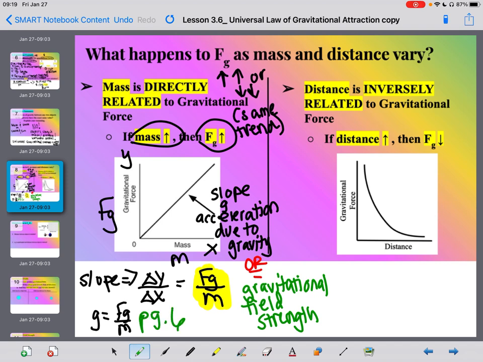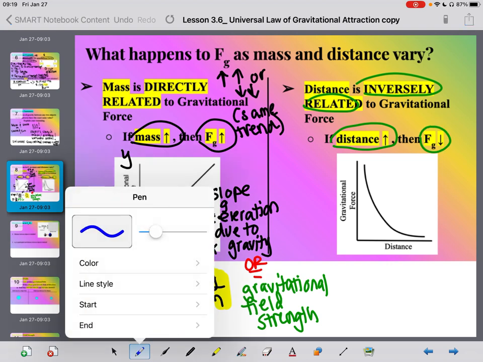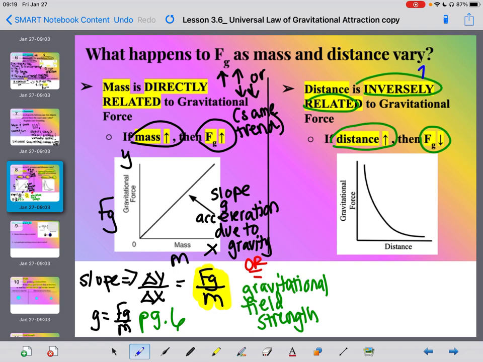All right. The next relationship we have to talk about is distance. We say it's inversely related to gravitational force. If I increase the distance between the objects, my force of gravity will decrease. When we say it's inverse, if I increase one, the other one must decrease. They have opposite trends. They both cannot be doing the same thing. One must go down, the other one goes up.